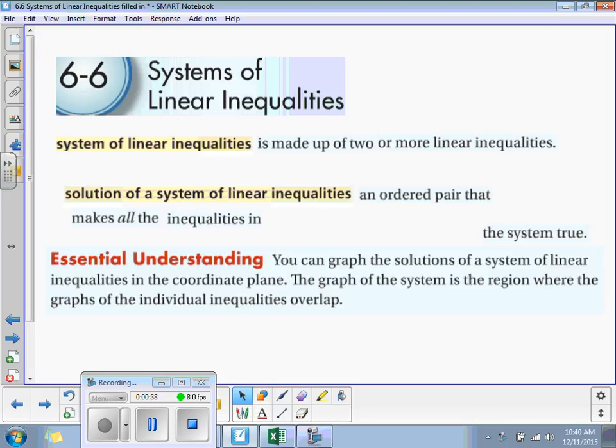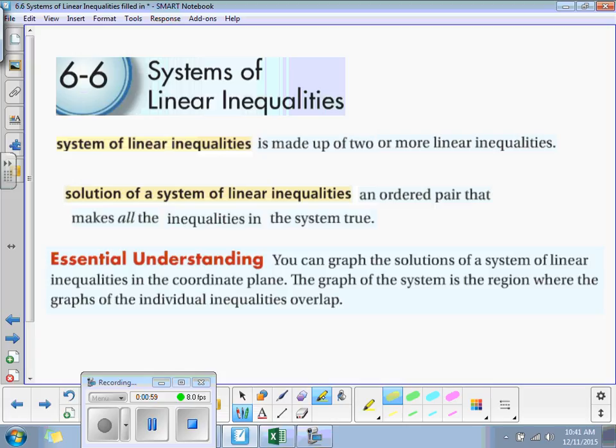All the inequalities in the system true. Very good. All right. So you can graph the solutions of a system of linear inequalities in the coordinate plane. The graph of the system is the region where the graphs of the individual inequalities overlap. So where the inequalities intersect, where they overlap, that is where the solution is.